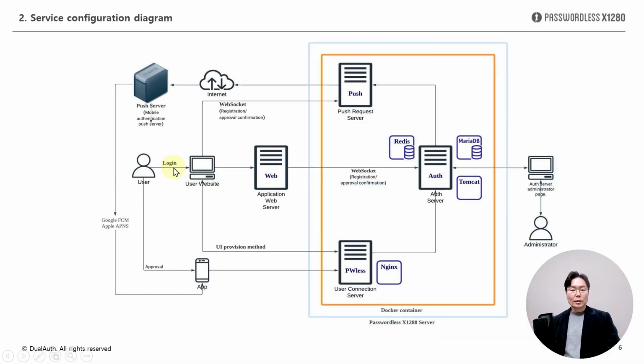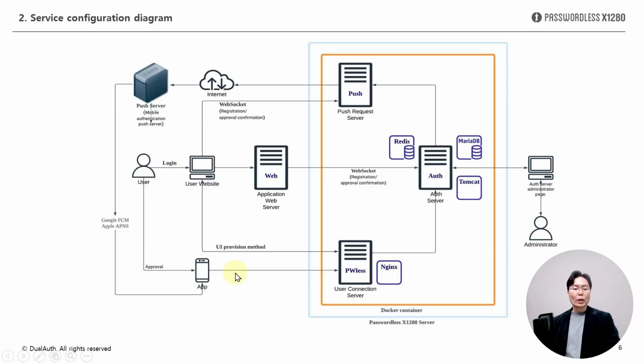The user attempts to log in from the web page. The web server communicates with the authentication server to provide an automatic password to the web page. Simultaneously, the authentication server integrates with the push server to trigger authentication on the user's mobile device. The user verifies the automatic password displayed on the web page and the one shown on the mobile device, then completes the authentication using biometric verification on the mobile device.